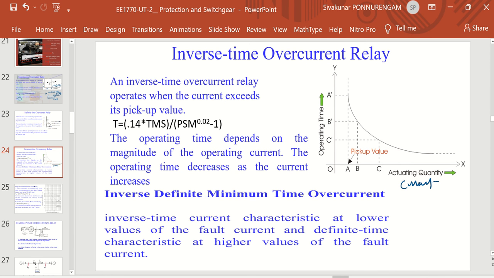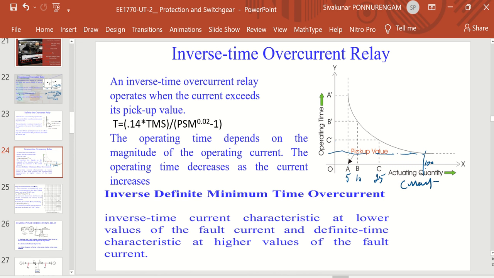If the current level is high, the operating time is reduced. If the current level is low, the operating time is high. Suppose the current is 5 amps, 10 amps, 25 amps, and at this point, say 100 amps or 50 amps, the time is very much less.